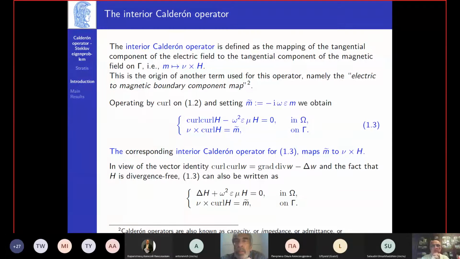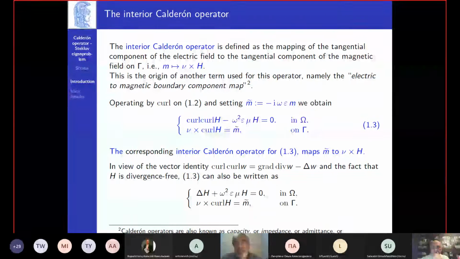This is defined as the mapping from the tangential component of the electric field to the corresponding tangential component of the magnetic field. So it's the one that takes m and maps it on n cross H. If we take the system of the two Maxwell equations and operate by the operator curl, and introduce this new m tilde, we get equation 1.3, which is only in terms of the magnetic field. This is a second order equation, and the corresponding boundary condition becomes n cross nu cross curl H is equal to m tilde. So the interior Calderon operator for this problem is the one that maps m tilde to nu cross H.